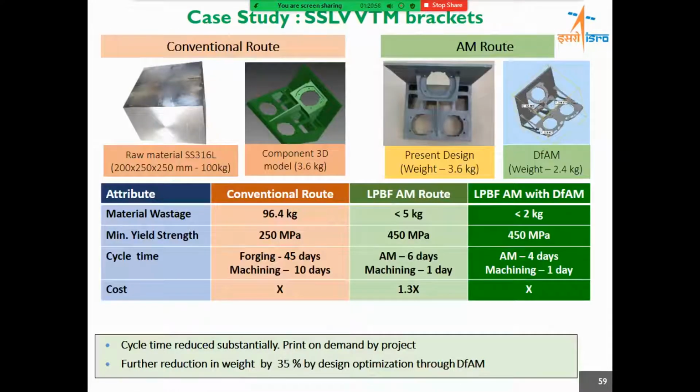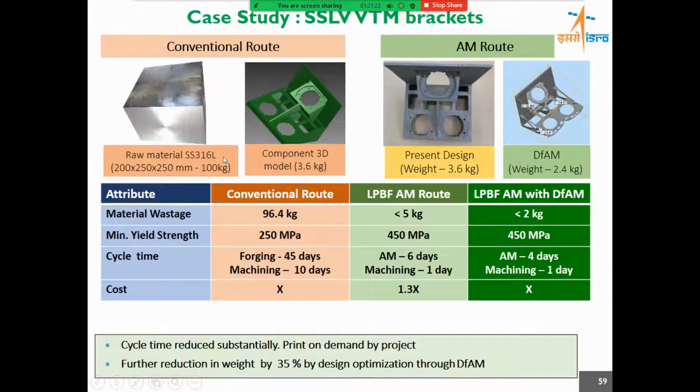This is the case study we have done on the VTM bracket which I showed earlier, which is going to fly in our latest launch vehicle. If you want to make this through the conventional manufacturing route, you need to take a block of this size, which weighs around 100 kilograms. You can see that the final 3D printed bracket weighs only 3.6 kilograms.